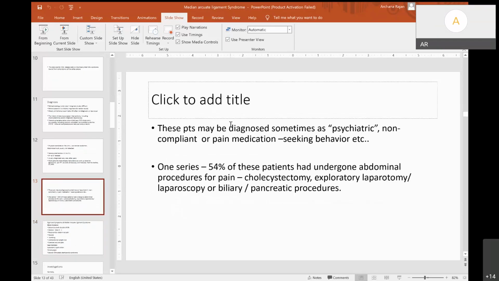And these patients may sometimes be diagnosed as psychiatric, non-compliant, or having pain medication seeking behavior, etc. One series suggests that 54% of these patients had undergone abdominal procedures for the pain, including cholecystectomy, exploratory laparotomy, or laparoscopy, or any biliary or pancreatic procedures because of the pain.